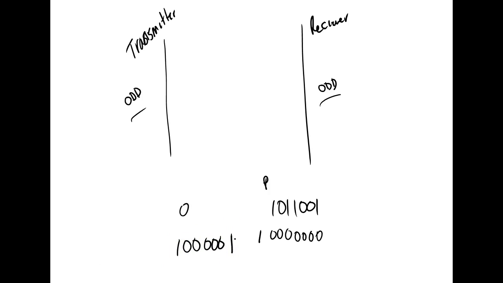That's even, right? Because there's what? 2 ones. So this gets people confused because they say it's an odd number, but parity has nothing to do with whether the number is even or whether the number is odd. It's counting the number of what? 1s.